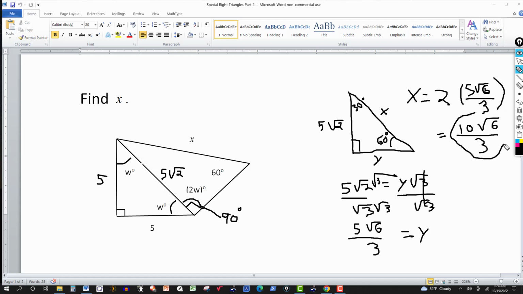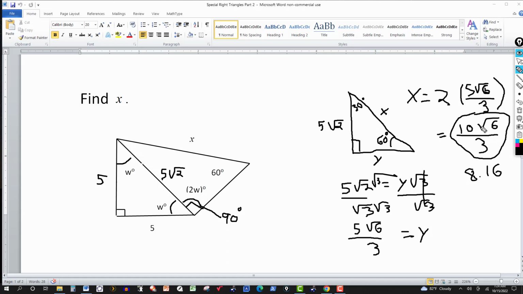They might ask you to give an approximation. Sometimes they give the value of x to 1 decimal point or 2 decimal points. So you can go ahead and use your calculator, and if you calculate this out, you get 8.16 to 2 places. A lot of times they're going to ask you to give the exact answer.